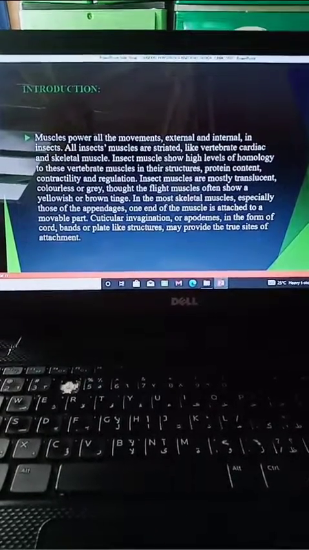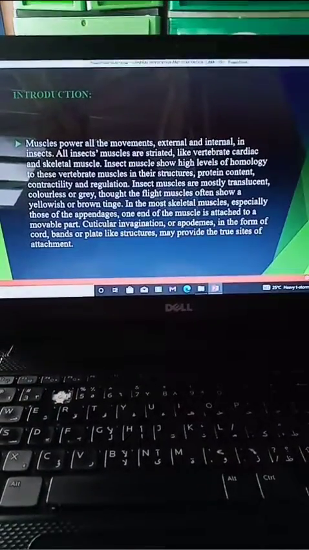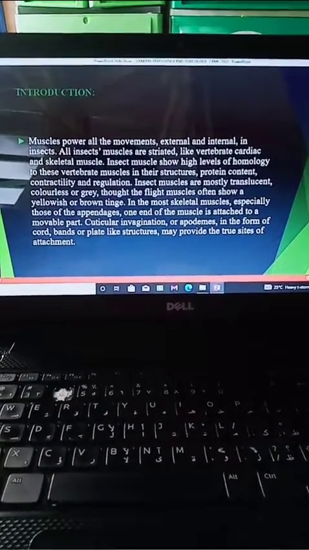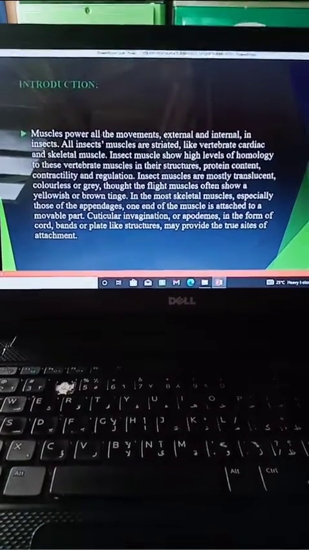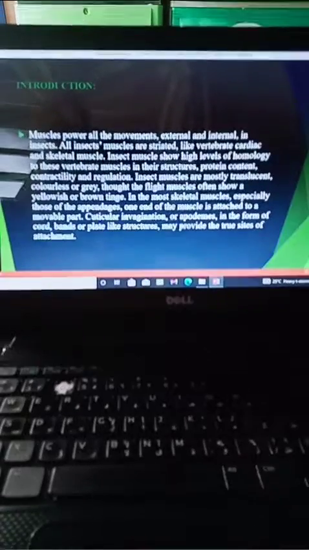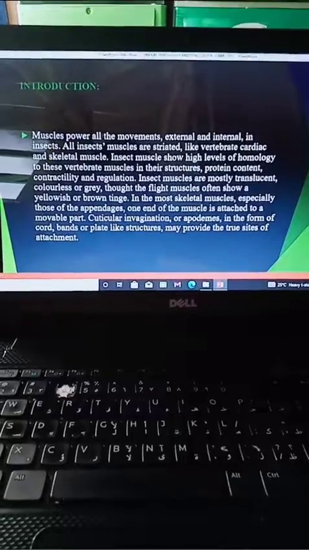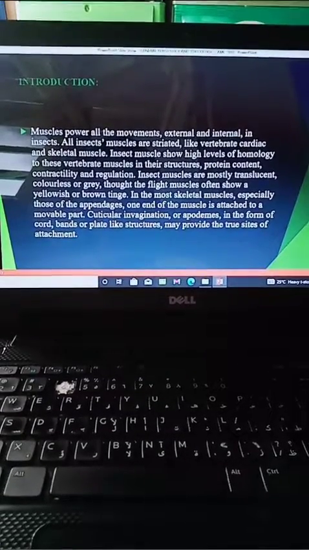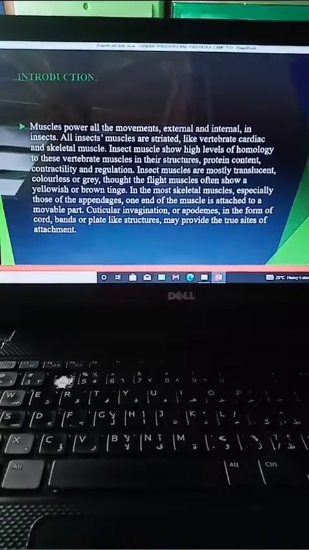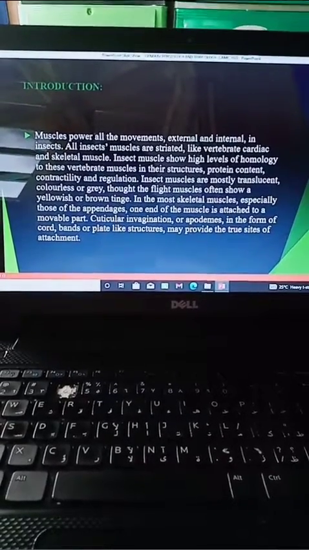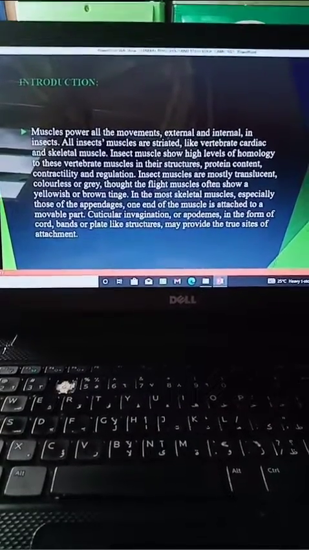Protein content, contractility, and regulation. Insect muscles are colorless or gray, with protein content, though flight muscles often show a yellowish or brown tinge. In most skeletal muscles, especially those of the appendages, one end of the muscle is attached to the movable part. Cuticular invaginations or apodemes in the form of cords, bands, or plate-like structures may provide the true sites of attachment.